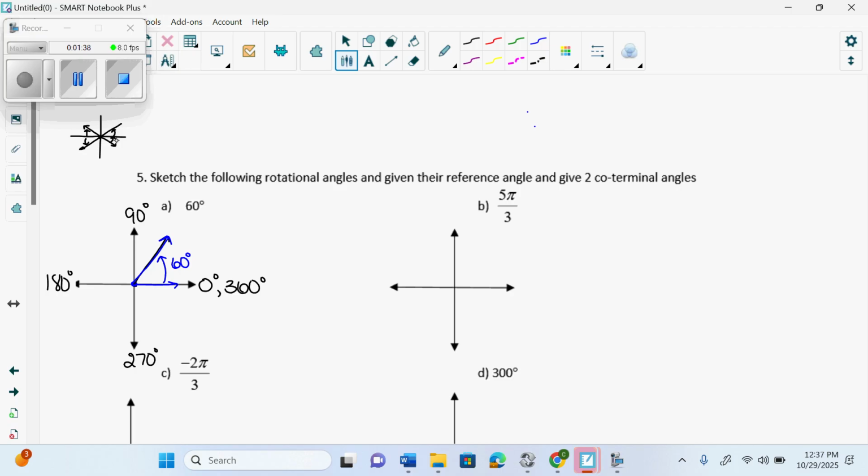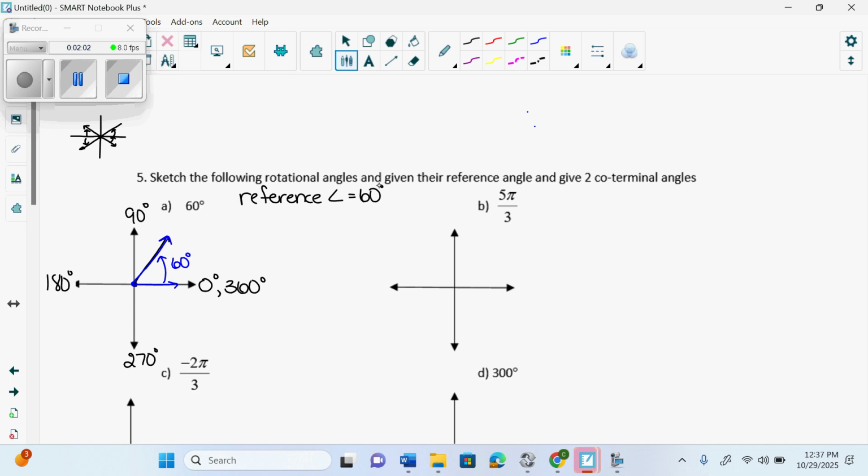So if this is in quadrant 1, and quadrant 1's angle is 60, what's my reference angle? 60. Quadrant 1 angle and reference angle are always the same, right? Because it's the angle from the x-axis to the terminating arm, which is what that angle is. So we have a reference angle equal to 60 degrees.